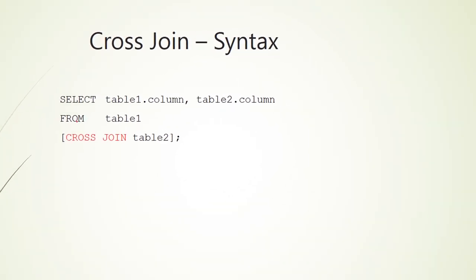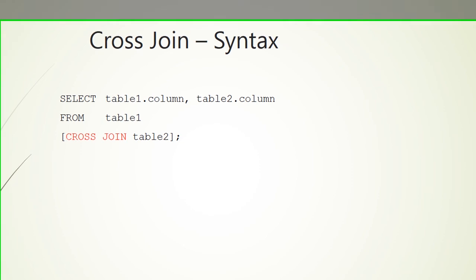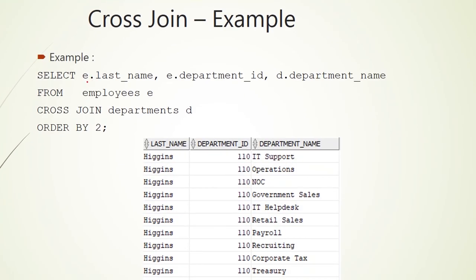How to write a cross join? Select column list from table 1 cross join table 2. This is an example of how to write a cross join statement. Select last name, department ID, department name from table employees cross join table departments, order by the second column in this list. So it will return each row from the first table joined with each row in the second table. So it will return Higgins 110 IT support, Higgins 110 operation, Higgins, and so on. So each row in the first table is joined with each row in the second table.